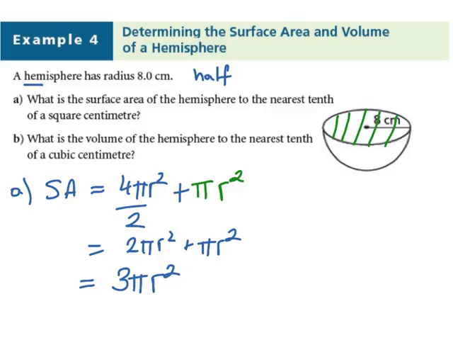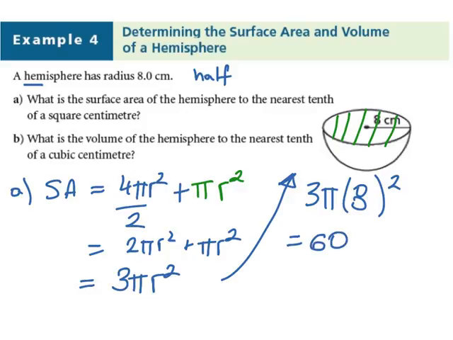So we're going to use this equation to find the surface area of this hemisphere. So 3 pi times the radius is 8, and we're going to square it, and our answer turns into, rounded off to the nearest square centimeter, 603 centimeters.